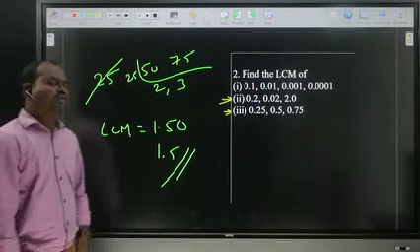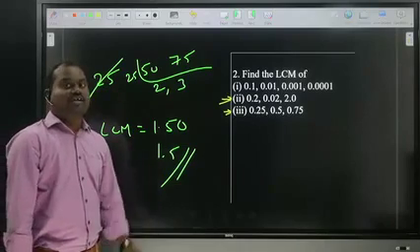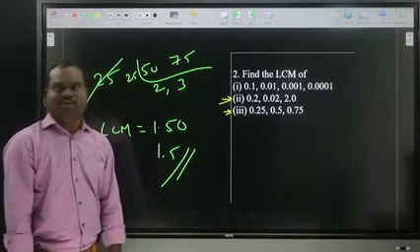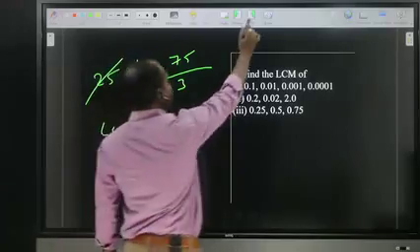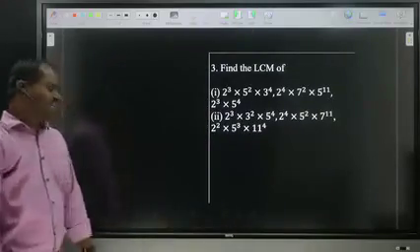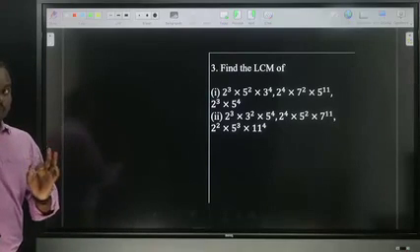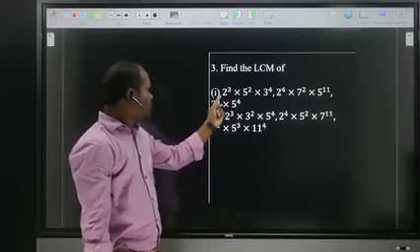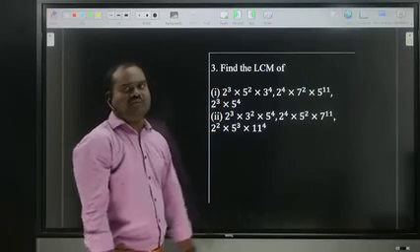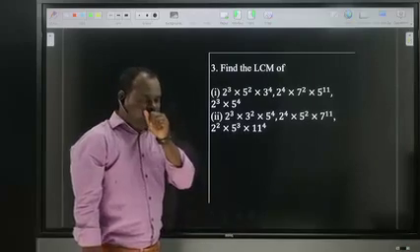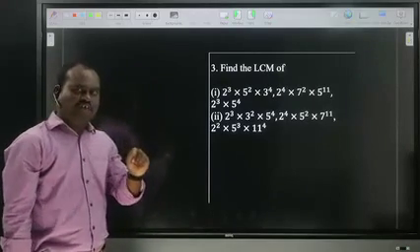Now, first I said for normal numbers. Next I said for decimal numbers. Now we are moving to the power version. Find the LCM of these numbers. We are looking at the power model. Generally here 2 is called the base, 3 is called the power.